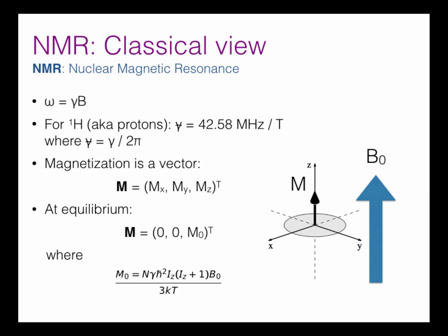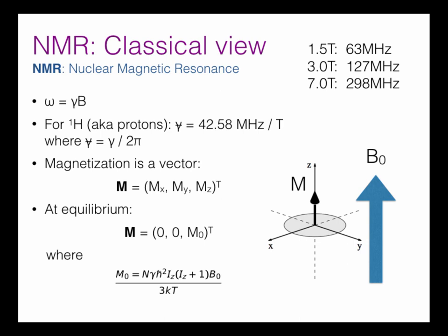Okay, so for protons or hydrogen nuclei, gamma is about 42 megahertz per Tesla. And so that means that at 1.5 T, we have something like 63 megahertz. So we expect signals around 63 megahertz. At 3 Tesla, it's about 127, and at 7 Tesla, it's around 300.